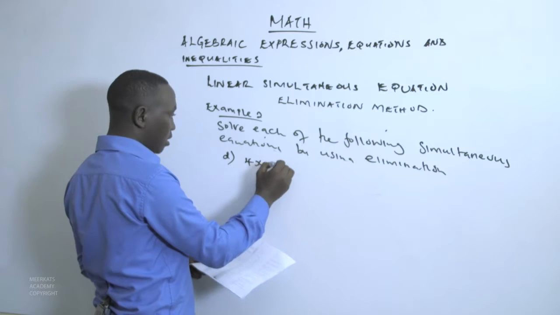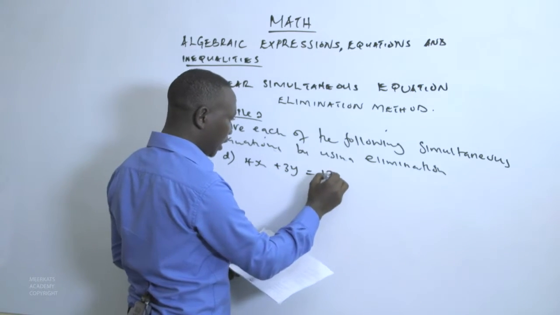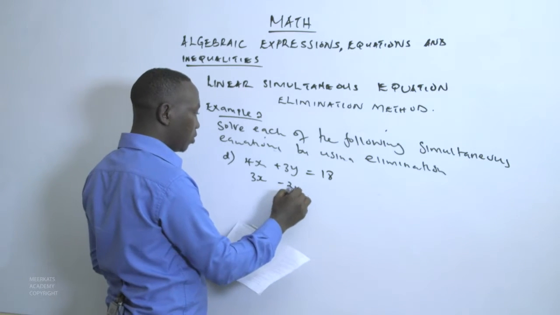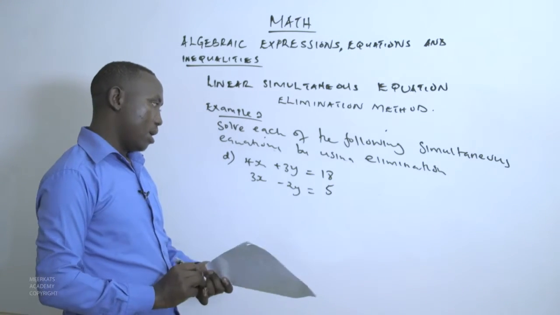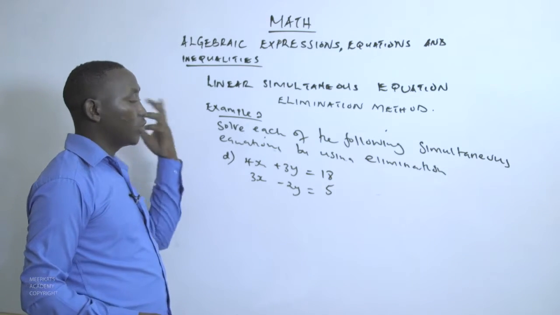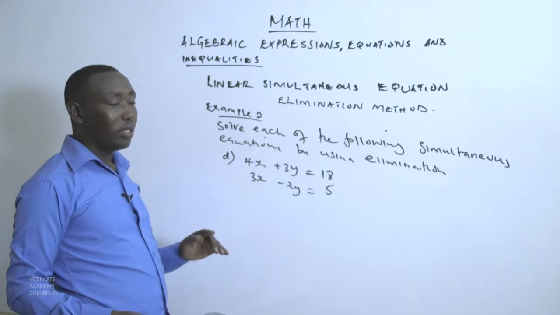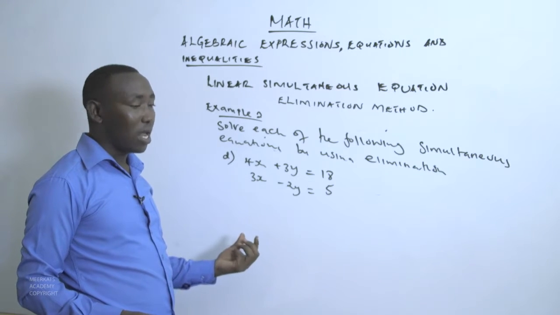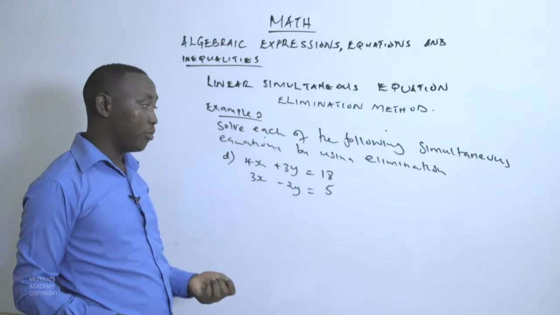4x plus 3y is equal to 18. 3x minus 2y is equal to 5. Again, this is a pair of linear simultaneous equations. We want to solve it by use of elimination. In example 3, we eliminated x as the pronumeral. This time around, we want to eliminate the y as a pronumeral.